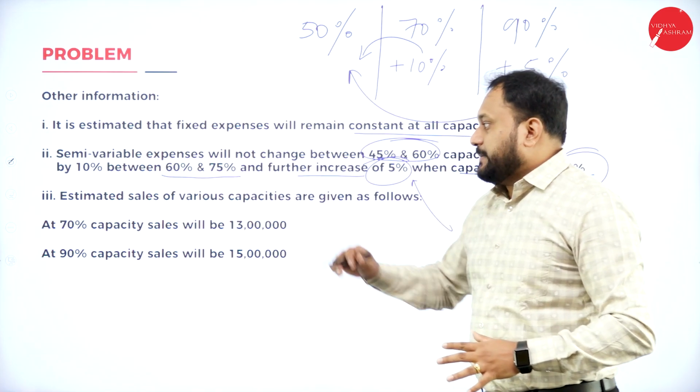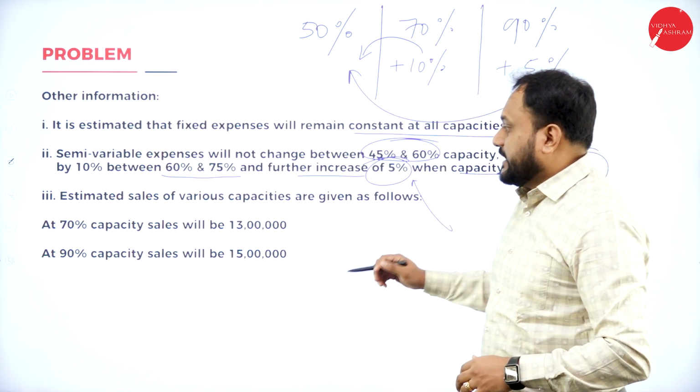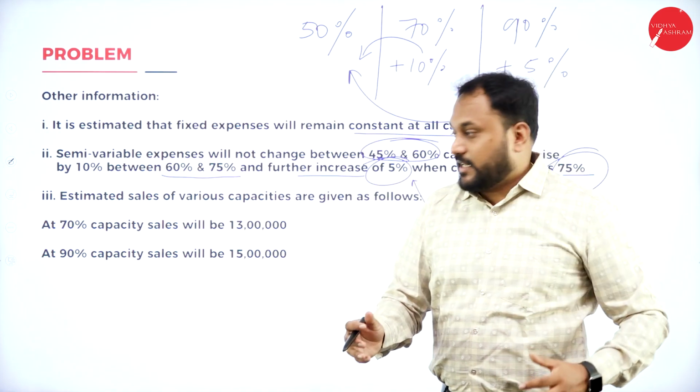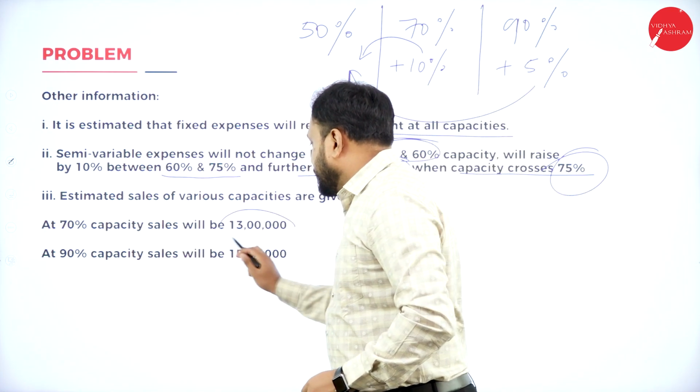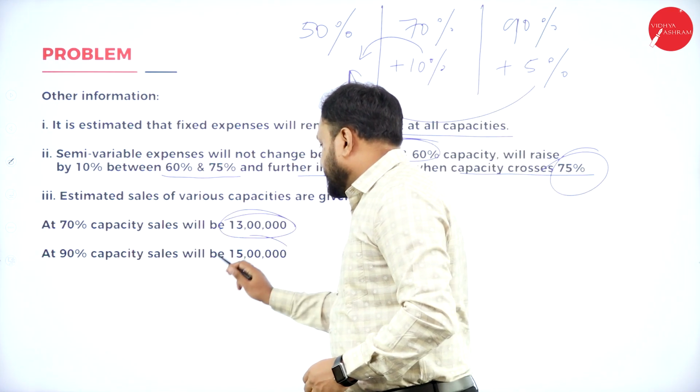Next is the estimated sales at various capacities. Now they have only given the estimated sales. That is, 70% is 13 lakh, and 90% is 15 lakhs.